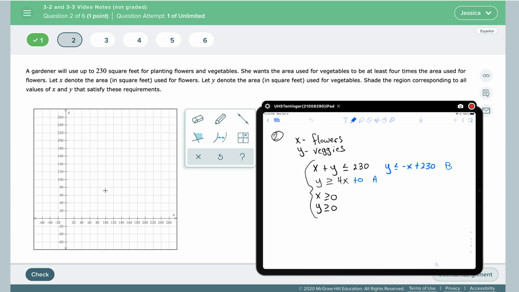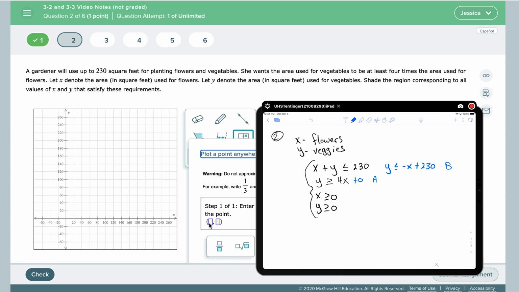Okay. Now looking at our graph here, as long as the scale is the same on the x and the y-axis, we're just doing our slope like normal. And notice here how it's going to be kind of hard to tell where 230 is. So to graph that part, I'm actually going to click on this box here. And then I can type in the number that I want. So x is 0, and then I want the y to be 230.